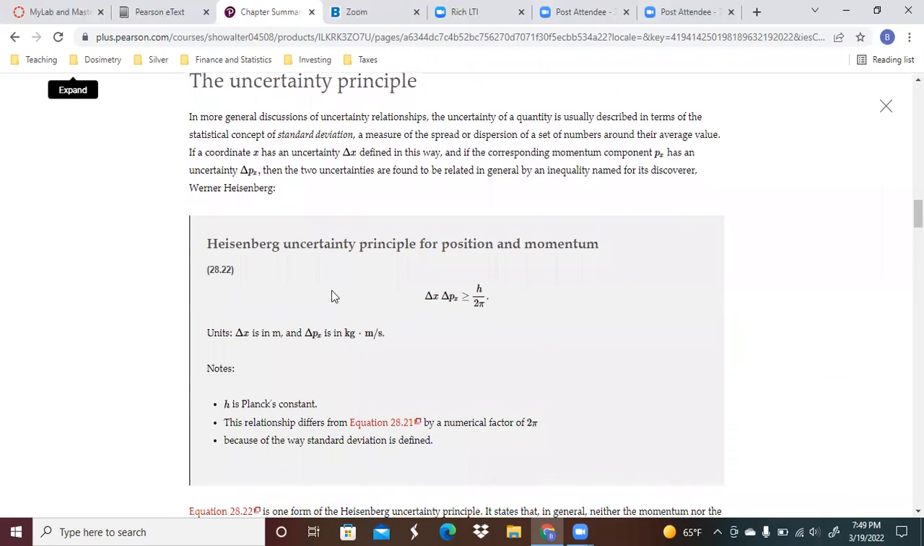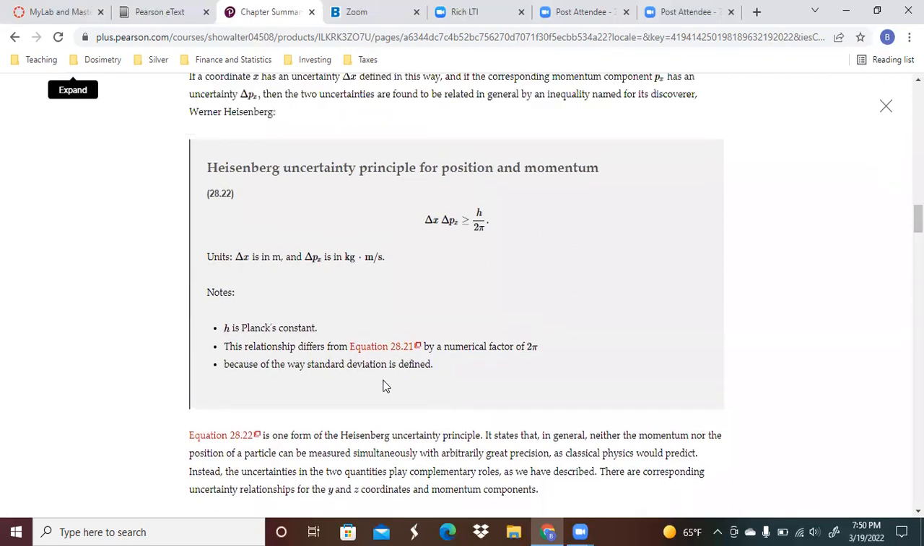So in general discussions, the uncertainty of a quantity is usually described in terms of the statistical concept of standard deviation. In other words, it's a measure of the spread or dispersion of several numbers around an average value. So if you have an x coordinate that has an uncertainty, and the corresponding momentum component has a specific uncertainty, then the two uncertainties are found to be related in general by an inequality named for Heisenberg.